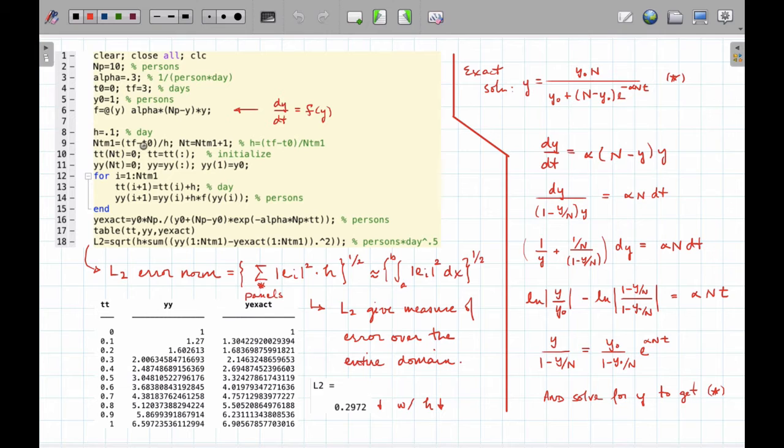We go ahead and set up the number of panels and the number of time steps in total, including the first. We initialize our arrays, setting up our initial condition here, and then we go through the loop. So after every step, we find the new time by taking the old time and adding h to it. And then we find the new value of the number of infected individuals by taking the older value plus h times the derivative at that older value of infected individuals.